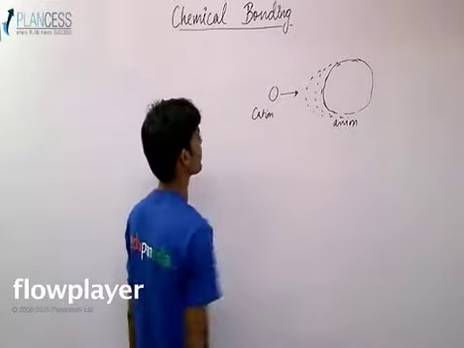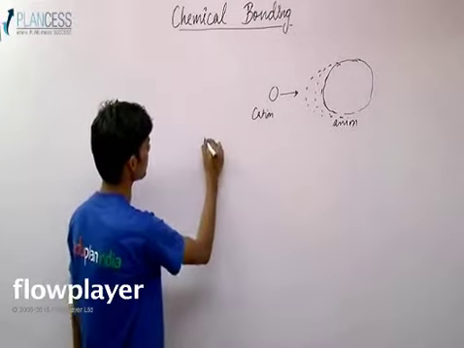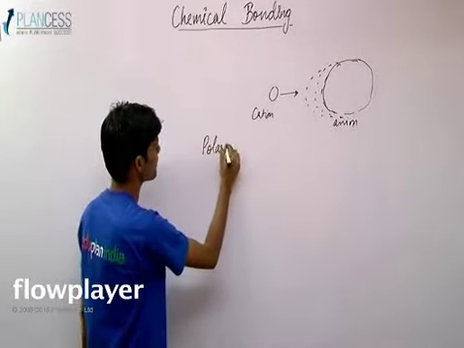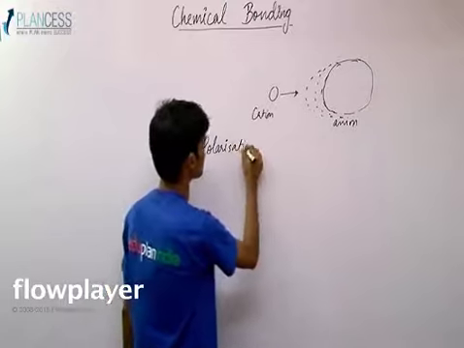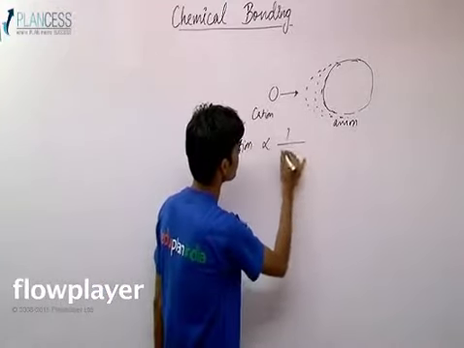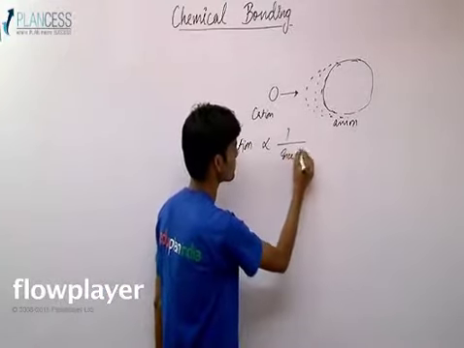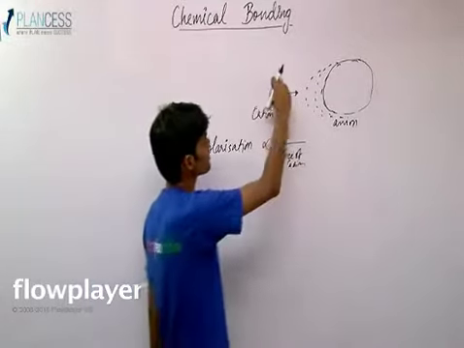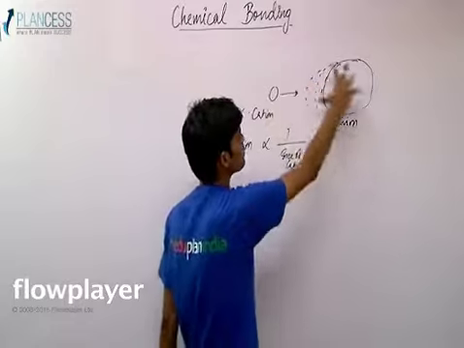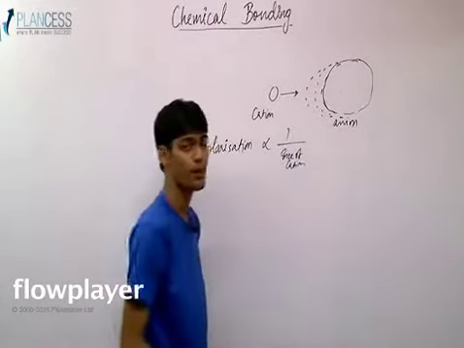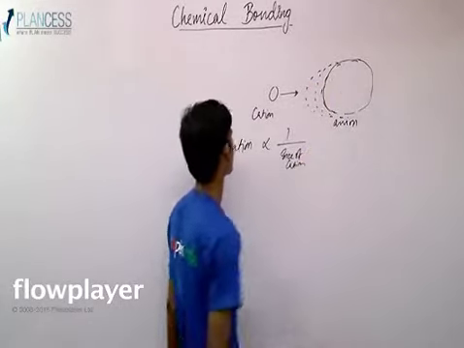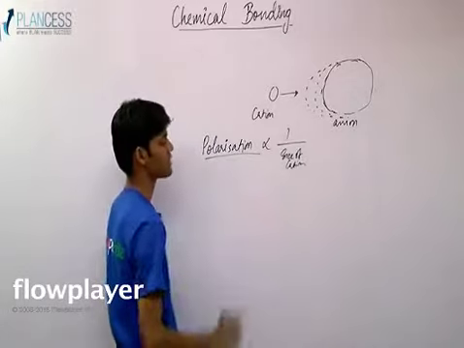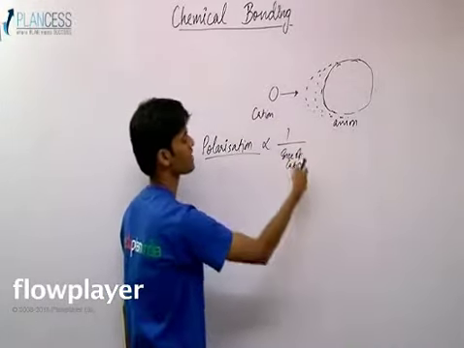So more would be the covalent character of the molecule. The factors on which the polarization depends are something like this. It is inversely proportional to the size of the cation, because the less the size of the cation, the more concentrated the charge on it, and it can distort or polarize the anion much more. Therefore, polarization is inversely proportional to the size of the cation.